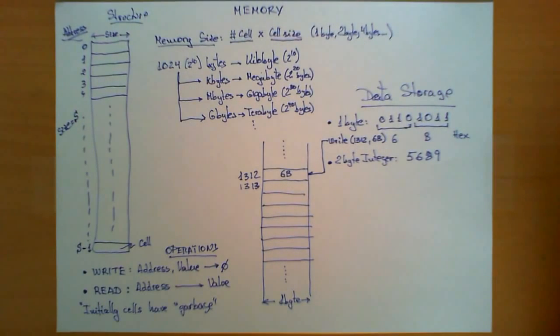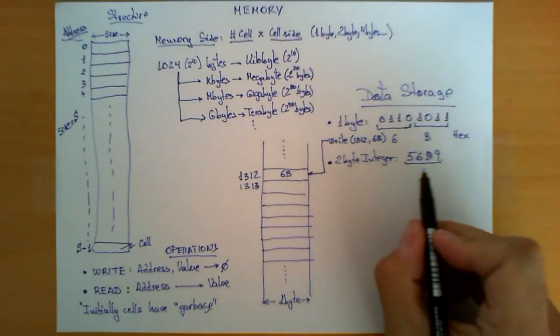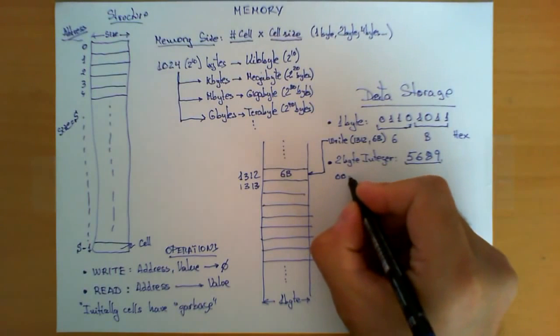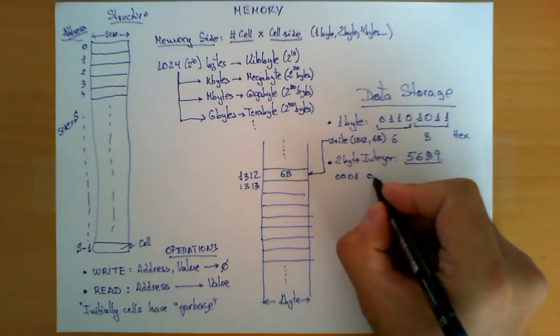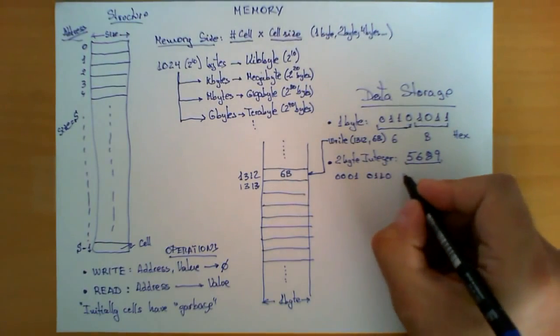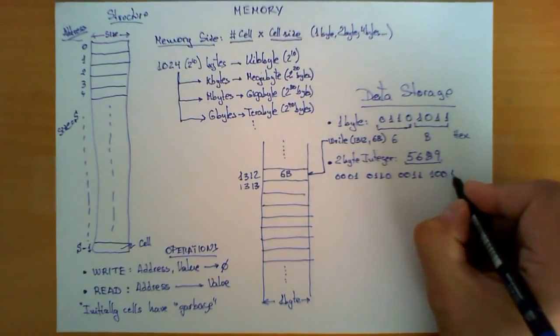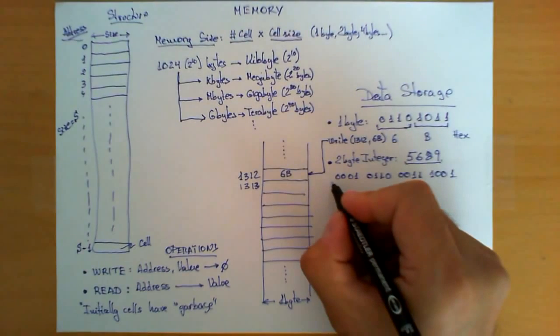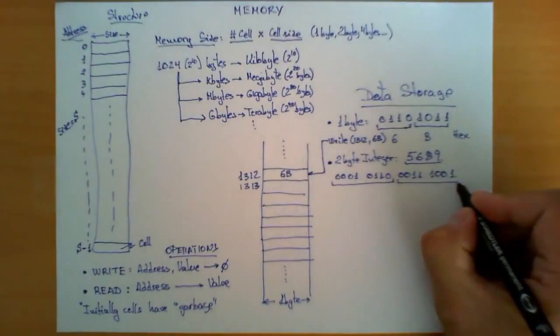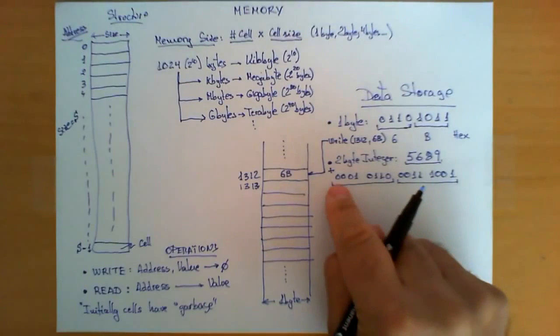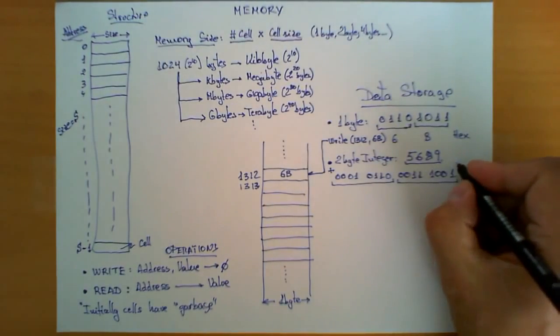First, I need to know what is the binary representation of this number, because my memory is always storing binary numbers. If I translate this to binary, if you do the math, then you end up with the following sequence of bits: 0001, 0110, 0011, and 1001. As you can see, this is the first byte and this is the second byte. Another important thing, the most significant byte is on the left hand side and the least significant byte is on the right hand side.